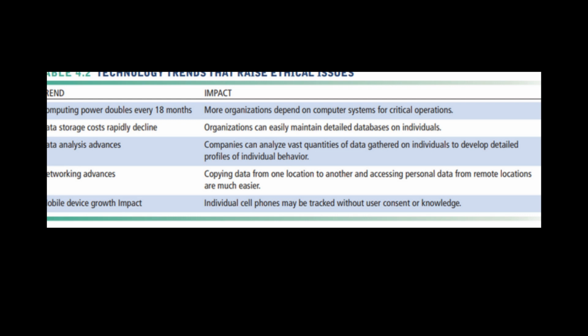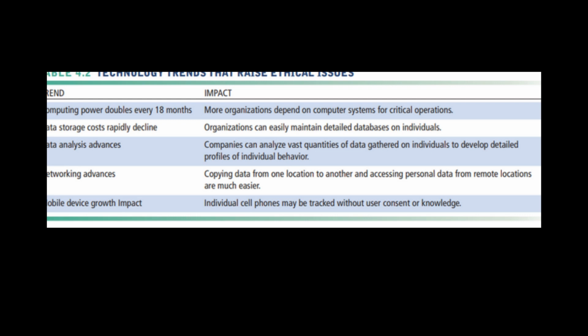Now let's talk about data storage costs rapidly declining. Advances in data storage techniques and rapidly declining storage costs have been responsible for the multiplying databases on individuals, like employees, customers, and potential customers, that are maintained by private and public organizations. These advances in data storage have made the routine violation of individual privacy both cheap and effective. The very large data storage systems capable of working with terabytes of data are inexpensive enough for large firms to use in identifying each customer. The impact of this is that organizations can easily maintain detailed databases on individuals.